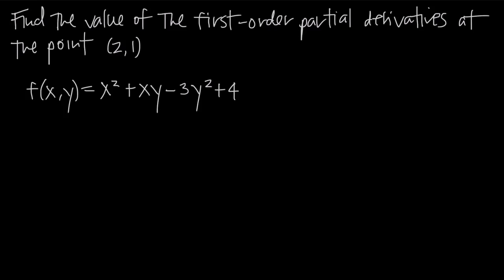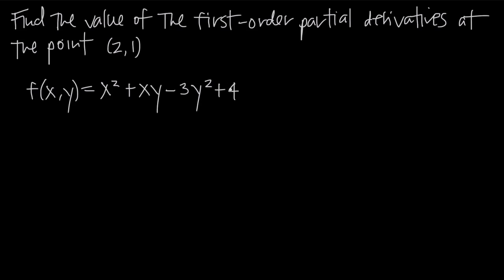In this video, we're talking about how to find the first-order partial derivatives of a function. In this particular problem, we've been asked to find the first-order partial derivatives of a function and then evaluate those partial derivatives at the point (2, 1). The function we've been given is f(x, y), a function in terms of two variables, x and y. It's equal to x squared plus xy minus 3y squared plus 4.